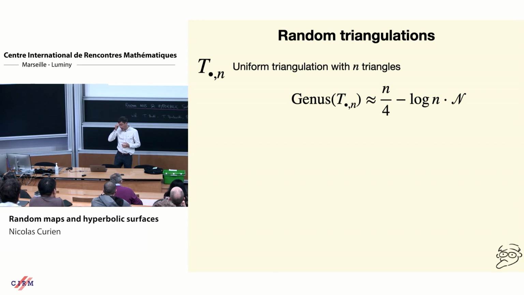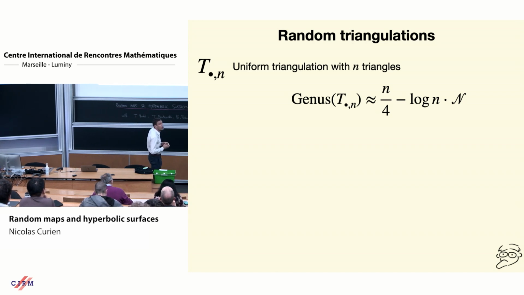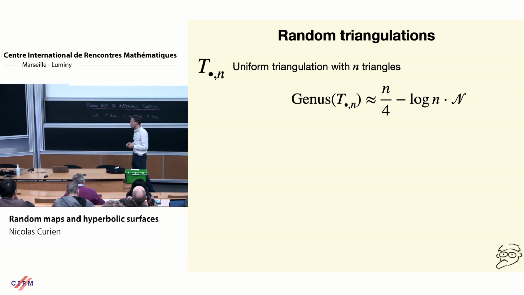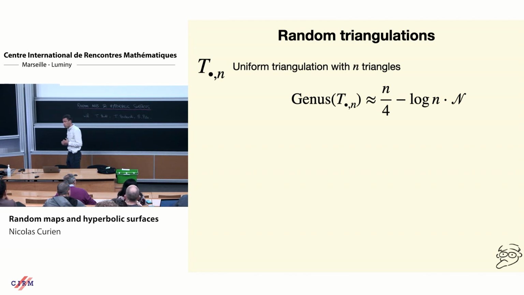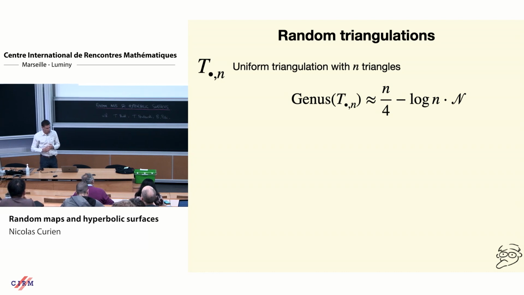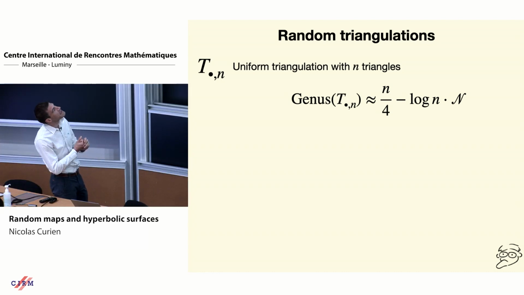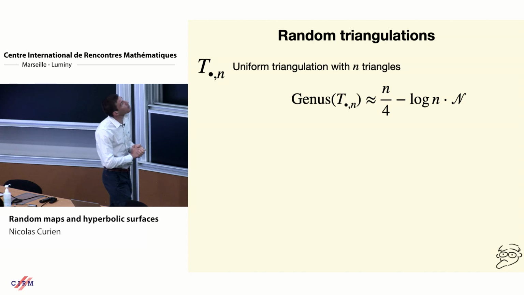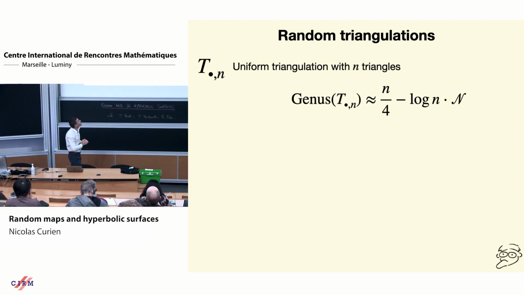Okay? Then it turns out that when you do that, the genus of the surface that you will get is very close to being maximal. n/4 is the maximal genus you can get from gluing n triangles. It's a corollary of Euler's formula. And so typically the genus will be n/4 minus some log n times a random variable, just a standard Gaussian variable. So forget about that. Imagine just that the genus is close to being maximal.